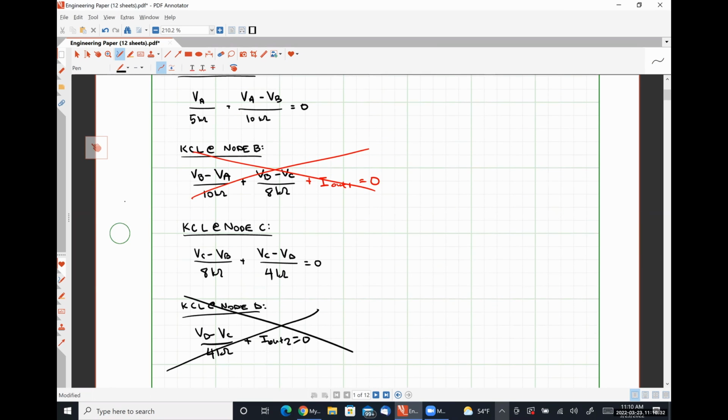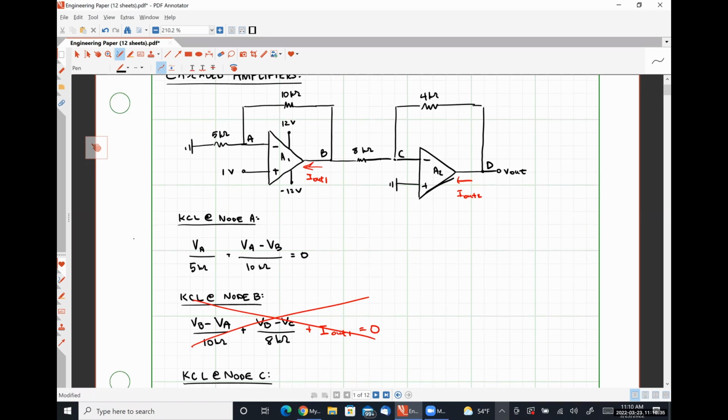So the expectation here is that we should have 4 equations and 4 unknowns. We can't use any of our KCL equations at the output of an ideal op amp. So where are our other 2 equations going to come from, Bradley? Voltage relationships from the ideal op amp. Exactly correct. So our other equation comes from the fact that VA has to be exactly 1 volt and VC has to be exactly equal to 0 volts.